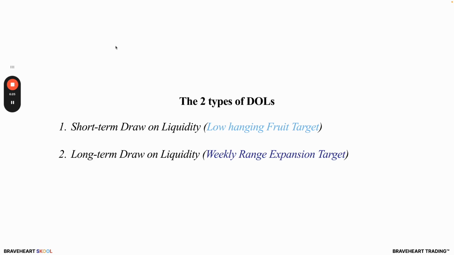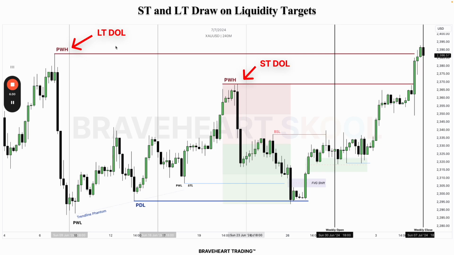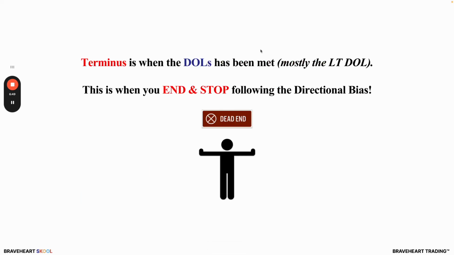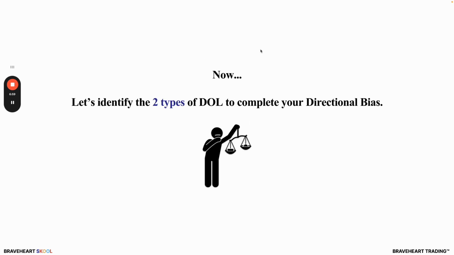So where does IBTA actually want to take this for the week? And you can get rewarded if you are able to anticipate that. So we have a short-term draw on liquidity and a long-term draw on liquidity. This is short-term, so it's for the week here. Short-term, and then once we pass the short-term, it's now the long-term draw on liquidity. And terminus is when the draw on liquidities have been met. So mostly the long-term draw on liquidity. And this is when you end and stop following the directional bias.